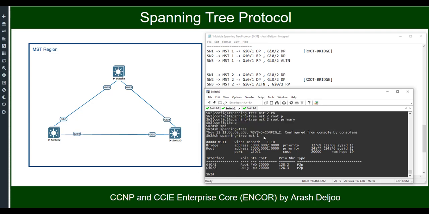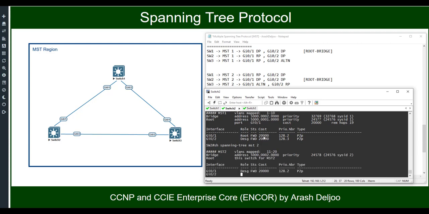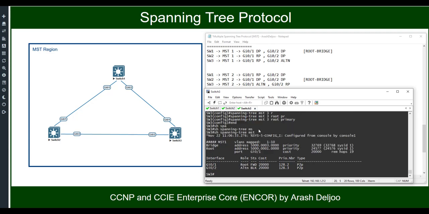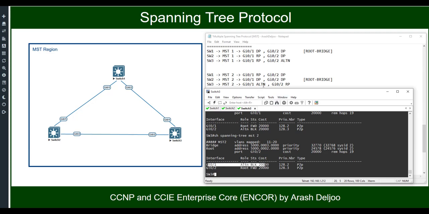not the root bridge. In switch 2, show spanning-tree MST2 can show us that we have VLANs 11 to 20 mapped to MST instance 2. Gigabit 01 and gigabit 02, both of them are designated ports, and this switch is the root bridge for MST instance 2. And finally, in switch 3, show spanning-tree MST2. It can show us that again we have similar information. Gigabit 01 is the alternate port and gigabit 02 is the root port.